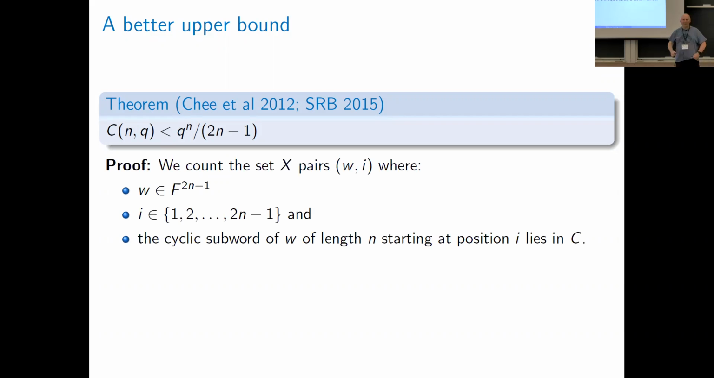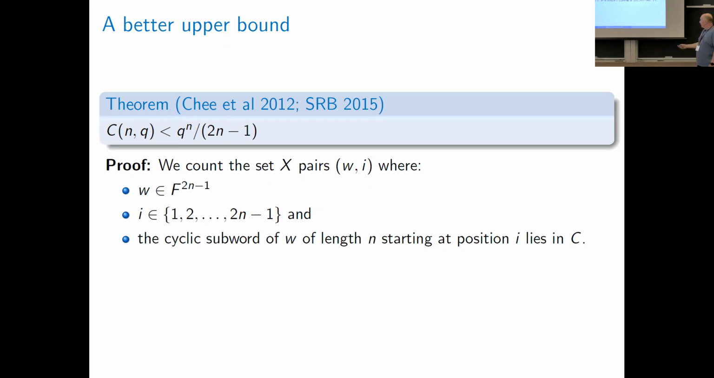Well, as I tell my undergraduates, combinatorics is all about counting things twice, right? So the trick is to find out what to count twice. So here it is. You take the collection of pairs X, where the first element of the pair is a word, but it's a word of length 2n-1, a longer word, and you think of the word being written in a circle, and the second is a position i on that circle. Okay, so these are the two things we're going to count.